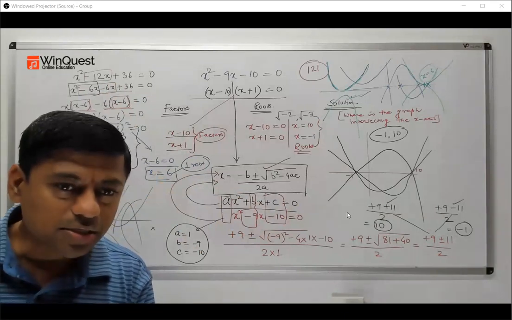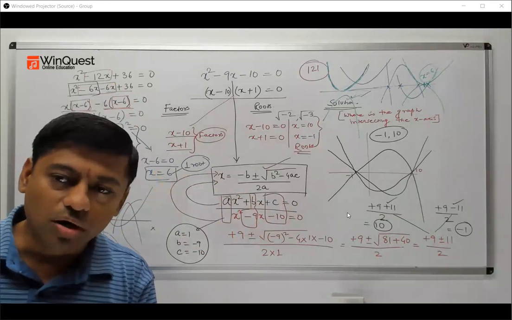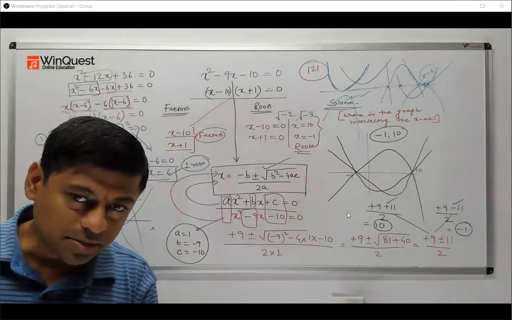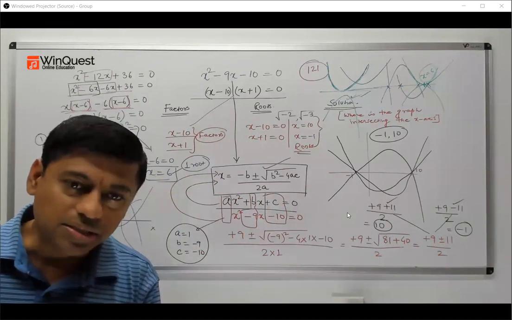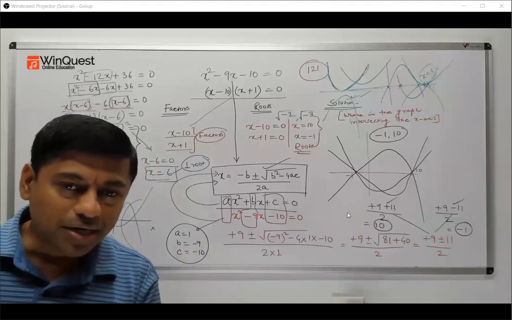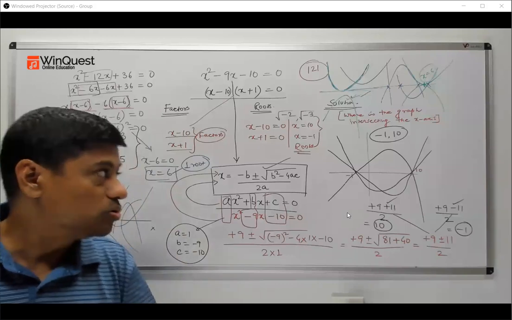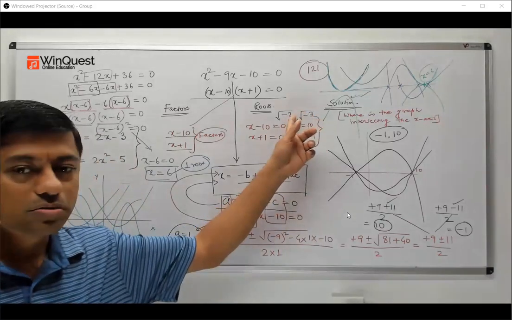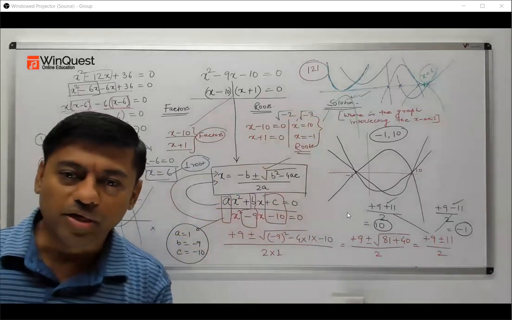Third category is the parabola does not touch or intersect the x-axis. In that case, there will be roots, there will be factors, everything will work, but they will be imaginary roots like these. These are imaginary roots. Are we clear?